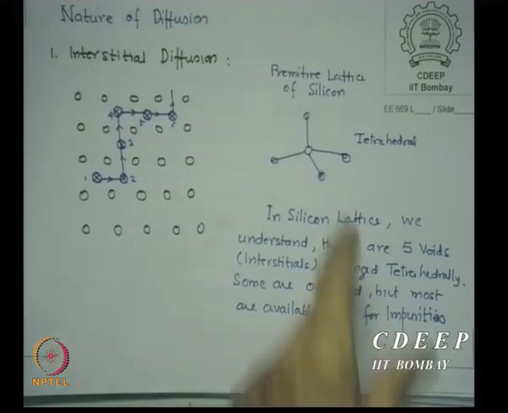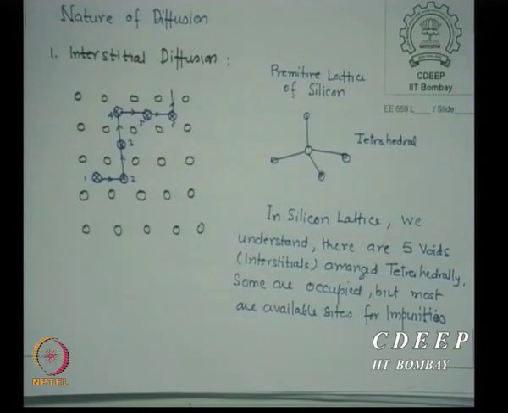Now, if you see the primitive cell, there are 5 voids arranged tetrahedrally: 1, 2, 3, 4 and one at the back, so 5 sites. Some are occupied, but most are available sites for impurities. Not all voids are substituted by something, but they are voids available, okay. So one of the possible mechanisms is how an interstitial diffuses through interstitial sites.